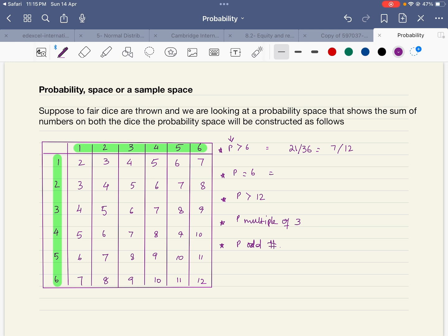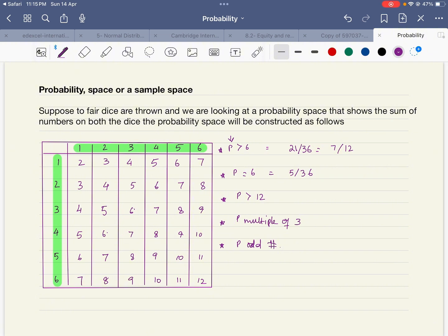Probability of sum being 6. How many 6s do we have? 1, 2, 3, 4, 5. So 5 upon 36.